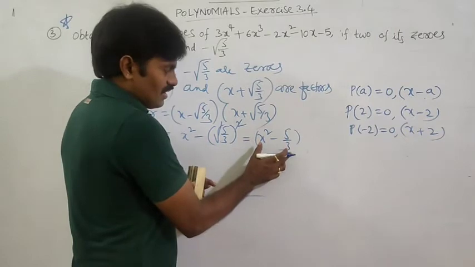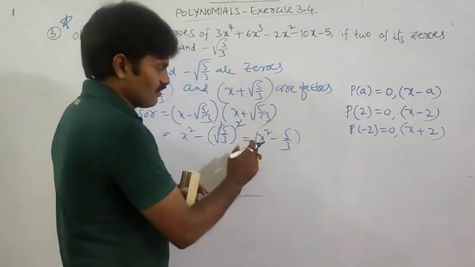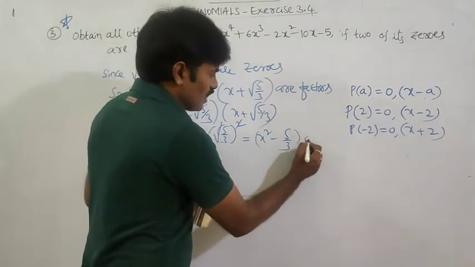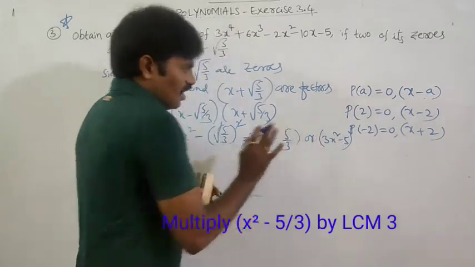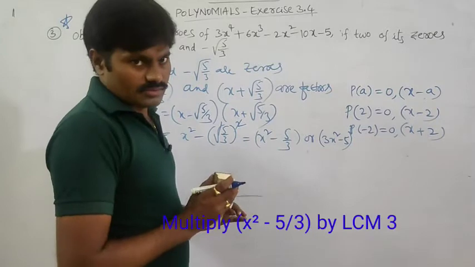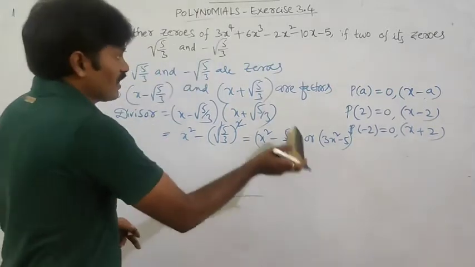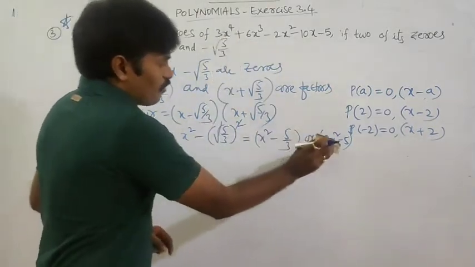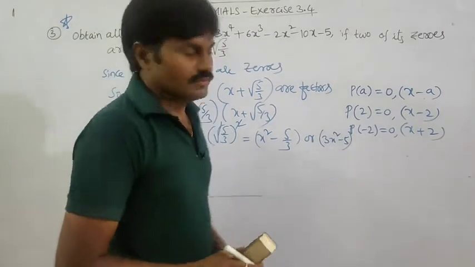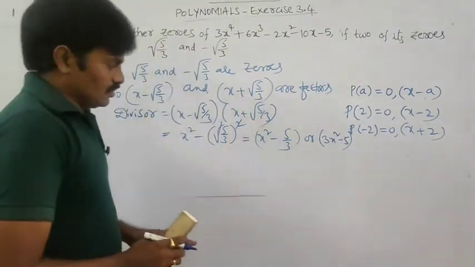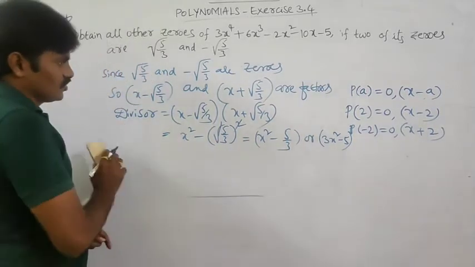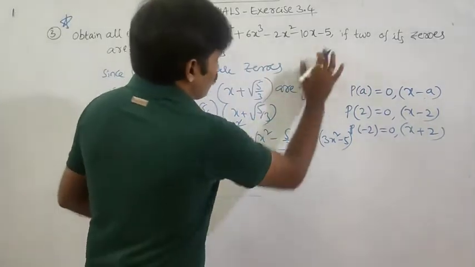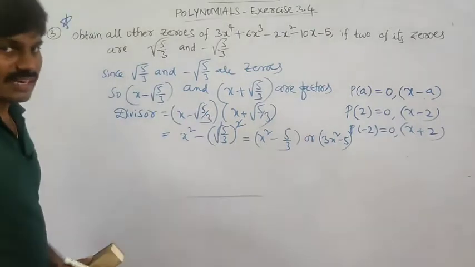Since there is 3 in the denominator, in polynomials we can take k equal to 3, so we can write it as 3x square minus 5. Our division will become easy. No issue. Now I am dividing the given polynomial by 3x square minus 5. For the time being I am erasing this, as the space is not enough. So I have divided the given polynomial by 3x square minus 5.